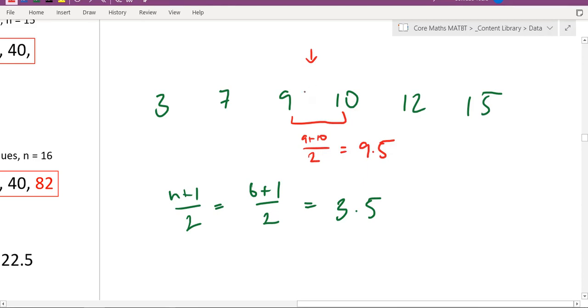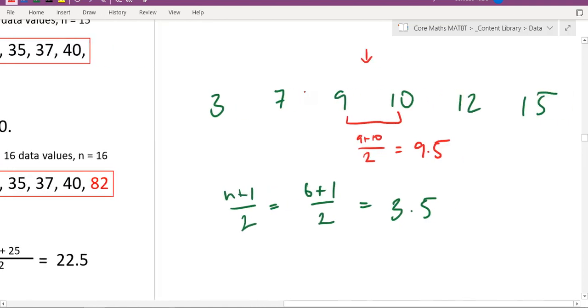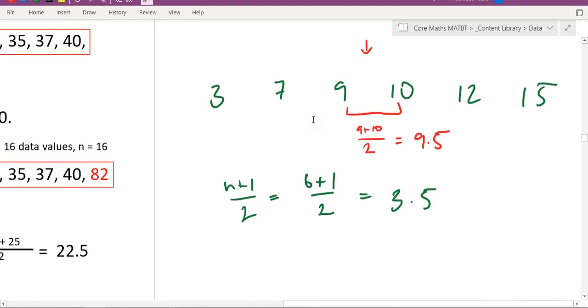But could you kind of guess that? Yes, you could. If you were smart enough, you could just go, oh, it's 9.5. Yes, this one is for finding the median. But for this one, it's just the position of the median, yeah?